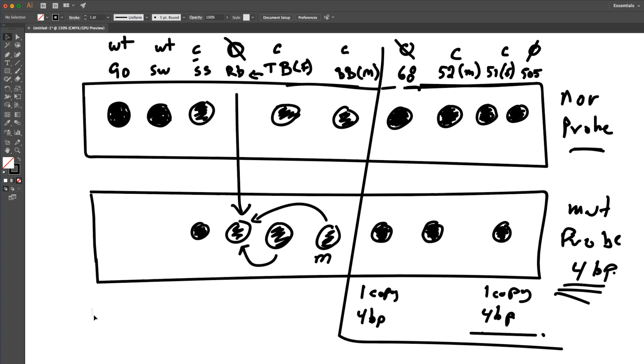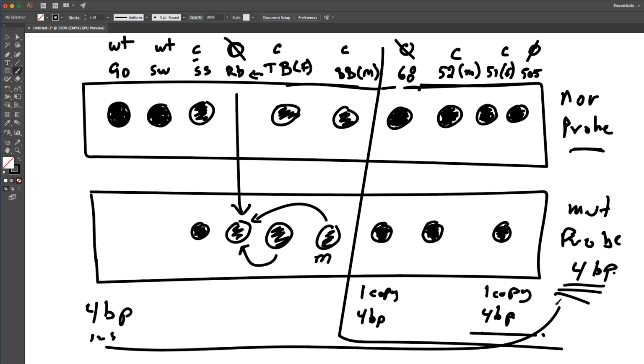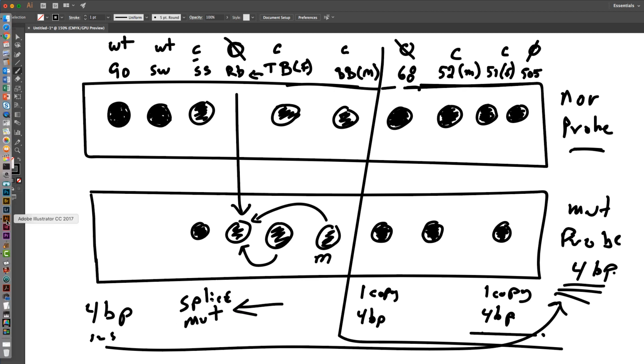This one here happens to be the 4 base pair insert. Here, 4 base pair insert. But the first mutation that was identified was the splice site mutation that we talked about earlier in the lecture. And so they tested these individuals for the presence of the splice site mutation.